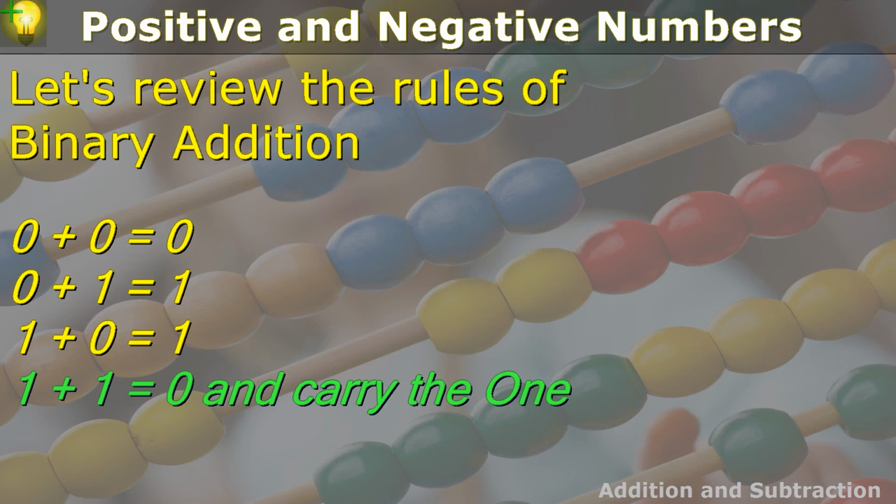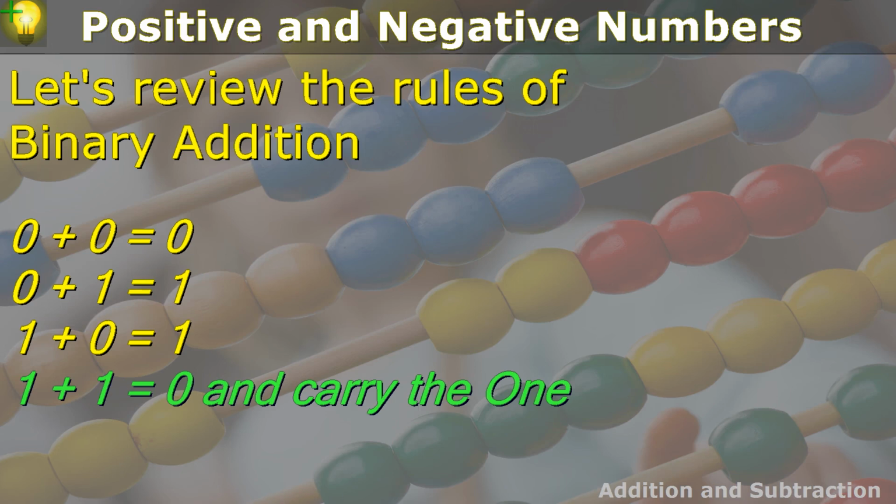Remember, addition is associative. You can switch the order. It doesn't matter if you add x plus y or y plus x. So 1 plus 0 is also 1. The exception to the rule here is 1 plus 1 is equal to 0, and we carry the 1.